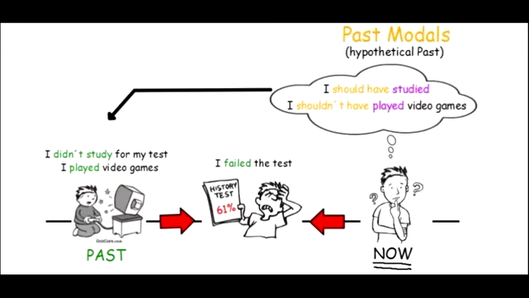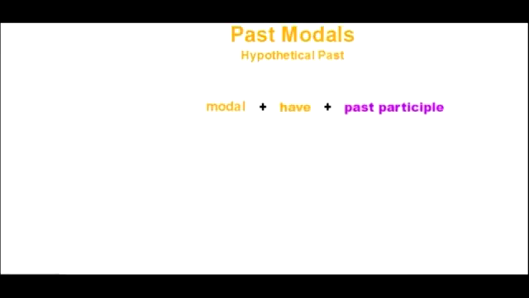This grammar is what we call a past modal. A past modal is for a hypothetical past, right? He's thinking about the past in a different way, and he has a regret about what he did, something he wished he didn't do, or maybe he did do. So let's take a closer look at this grammar. It's called the past modal, and it's for the hypothetical past, like we said. A past modal basically consists of a modal verb, then the auxiliary verb have, and then a past participle. So there are three parts to this: a modal, then the auxiliary verb have, then the past participle as the principal verb.